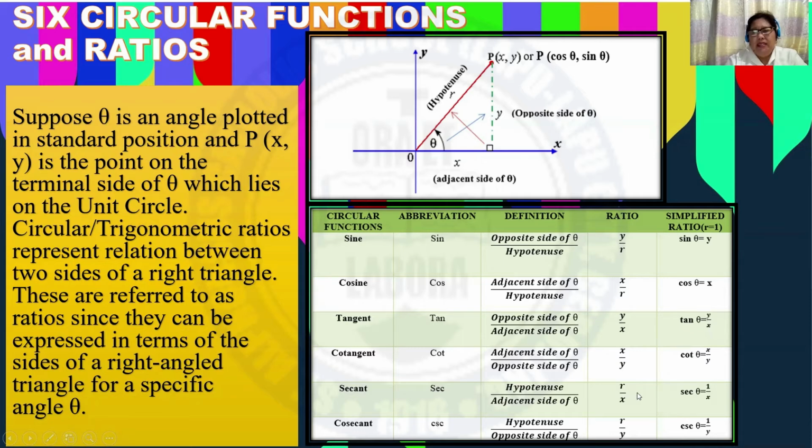For secant, r over x. We can have secant theta is equal to 1 over x because r is equal to 1 unit. The reciprocal of x here is 1 over x. And for cosecant, we have r over y. Or simply, cosecant theta is equal to 1 over y since r is equal to 1 unit. Or the reciprocal of y here is 1 over y.